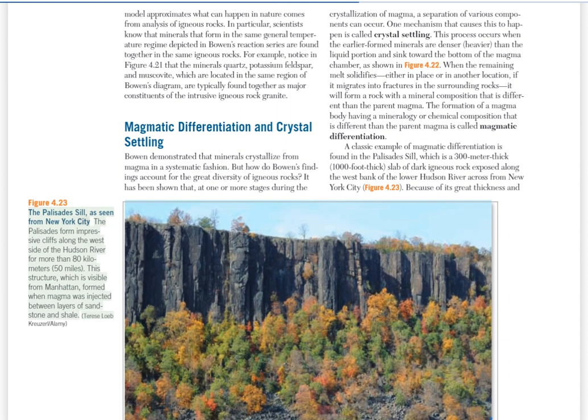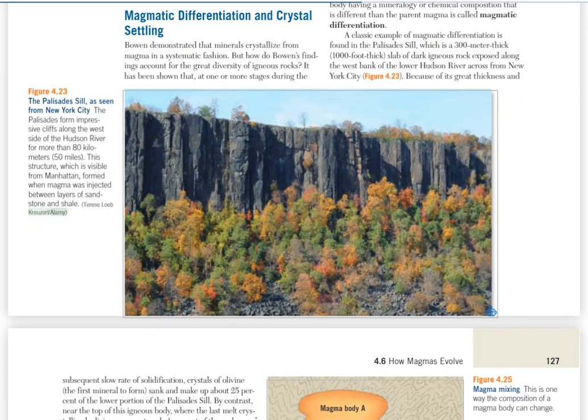As seen from New York City, the Palisades form impressive cliffs along the west side of the Hudson River for more than 80 kilometers. This structure, which is visible from Manhattan, formed when magma was injected between layers of sandstone and shale.